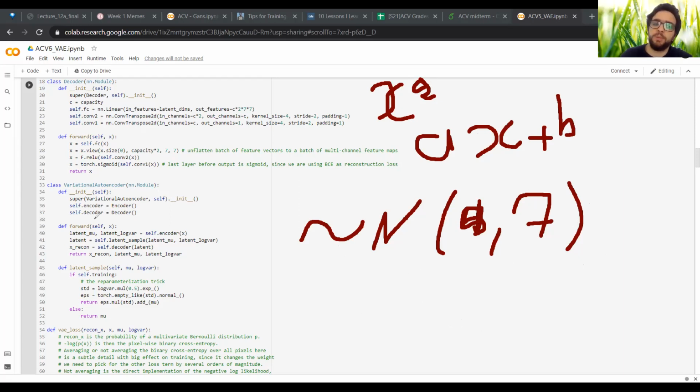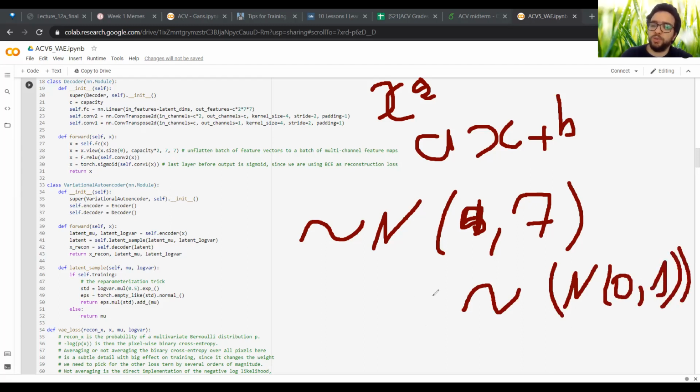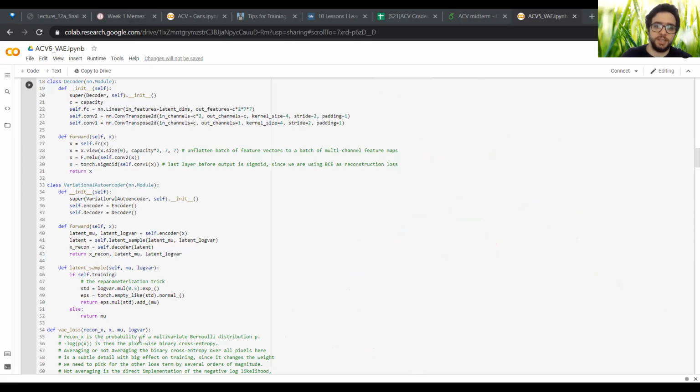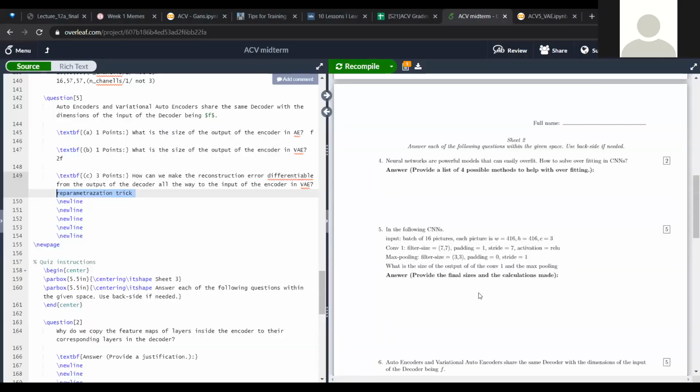So what we do is we make this differentiation happen by sampling from N(0, 1). Then we take the number we get, say it's Z, multiply it by a, add to it the b, and there you go. So now it's a differentiable operation. Got it? Yes, thank you.